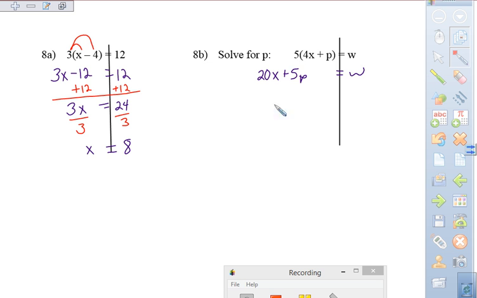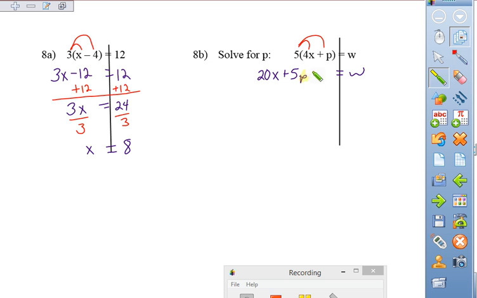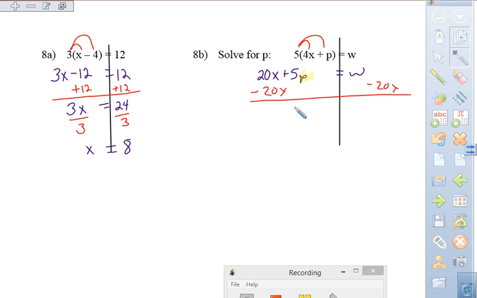Our first step is to use distributive property. We're trying to get p by itself. So I need to get rid of my 20x first. So I'm left with positive 5p equals w minus 20x. And my last step is to divide by 5.